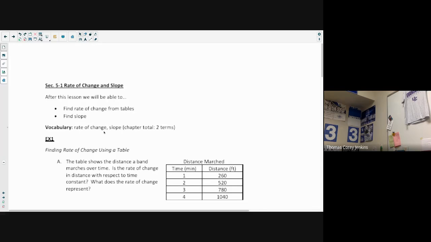Our learning targets are to find the rate of change from tables and find slope. I think this book refers to slope if it's from a graph, and rate of change if it's from a table, but really it's just two different terms that mean the same thing.